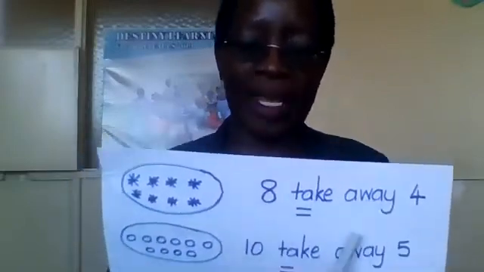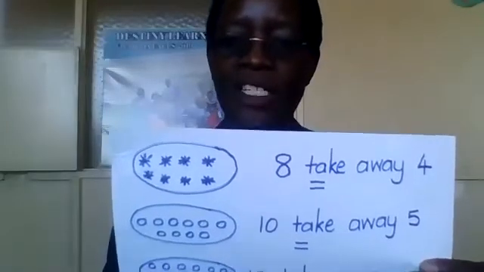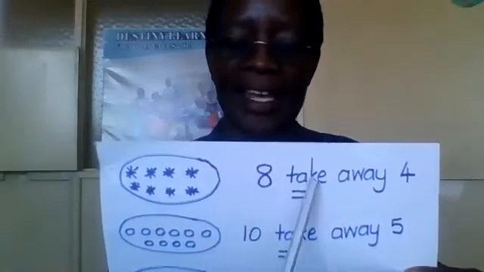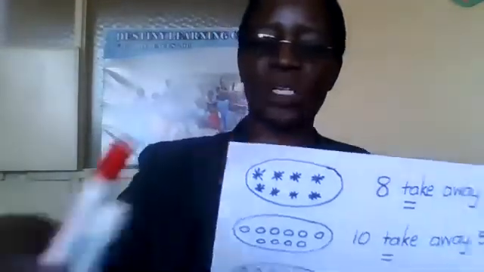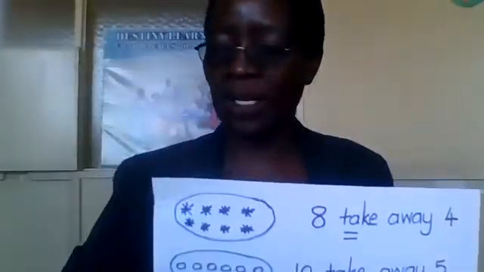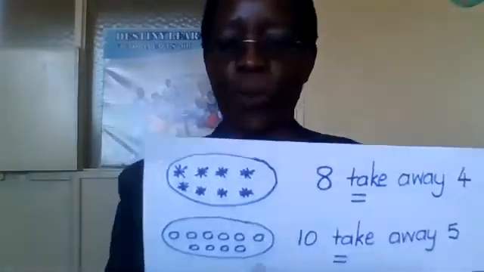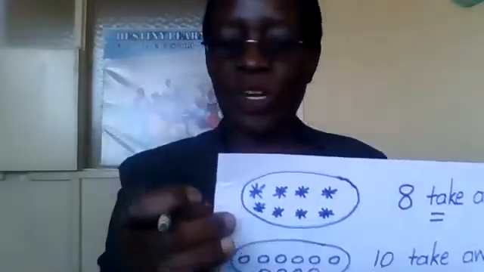Say take away. Look at my paper. Jeremy, let's focus there. Take away, because that is the real thing we are doing. We are taking away when we are subtracting. So 8 take away 4. In order for you to take away, if it's written on a paper, then you cancel.